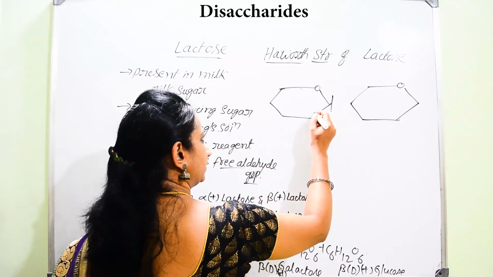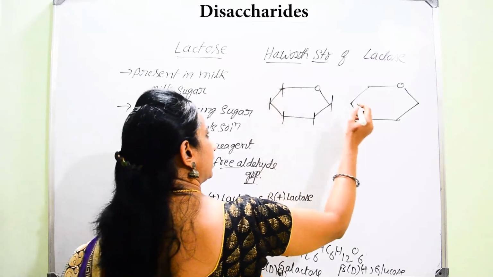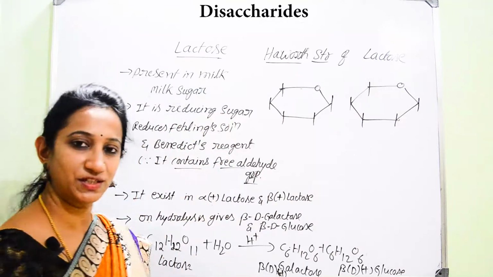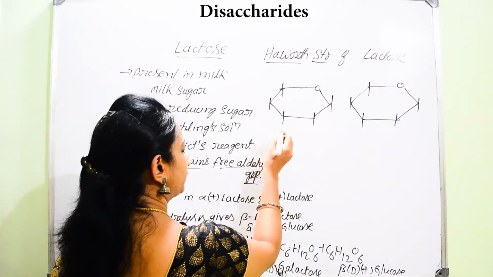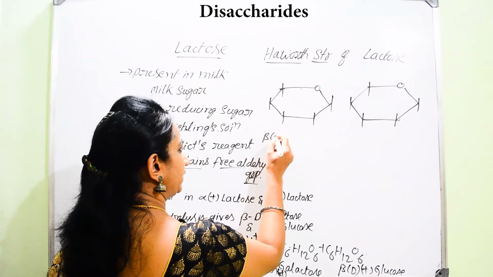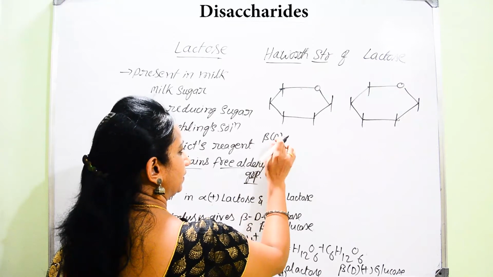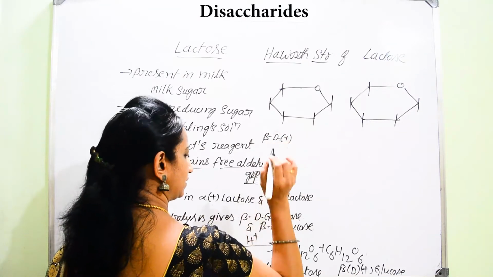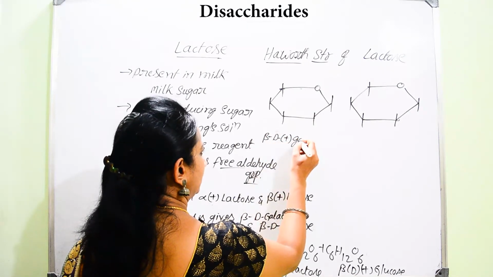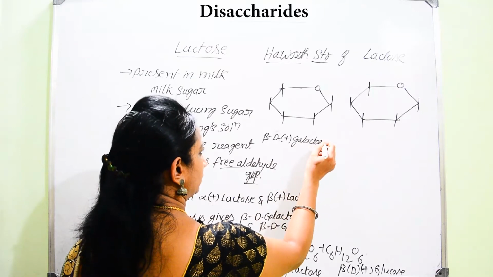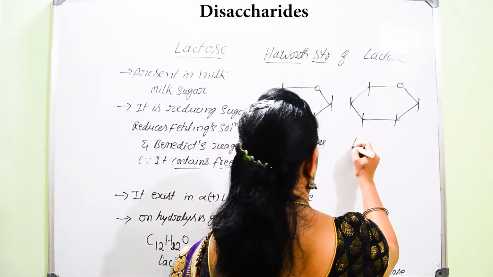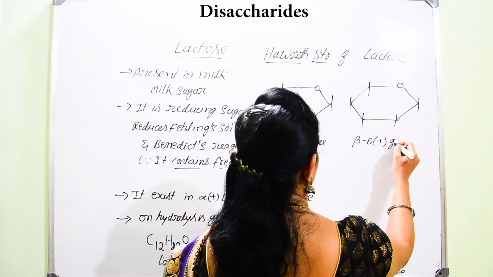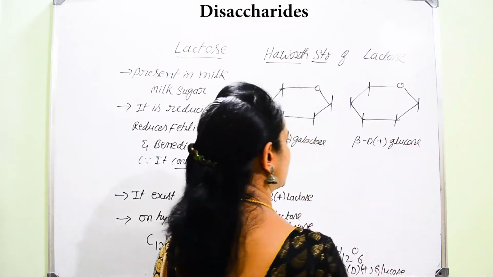Now you write the bond lines first, which is easy to remember for you. On this side you should mention beta D plus galactose, and on the other beta D glucose. Which is easy to remember? Glucose, right?